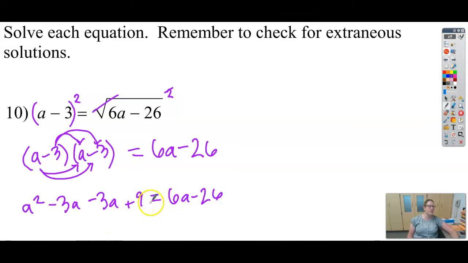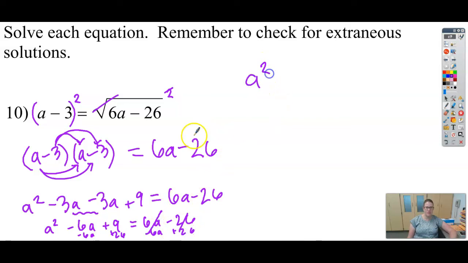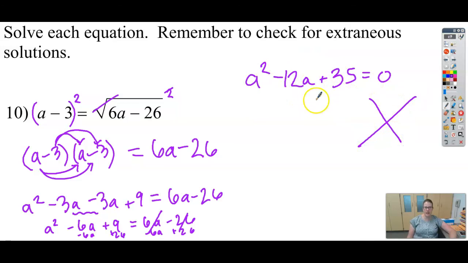Now I'm just going to simplify and get everything in standard form. Here I can add these two together because they're like terms. And then it's still equal to 6a minus 26. I need to add 26 to both sides and subtract 6a from both sides to get rid of these. So that side becomes 0. So that leaves me with a squared, negative 6a minus 6 more a would be negative 12a, and then 9 plus 26 is 35. So there's my quadratic then that I would need to solve using x factoring.